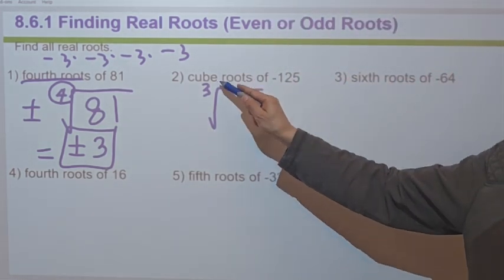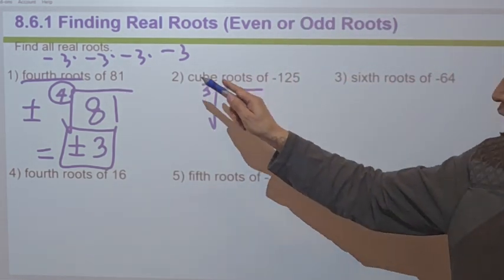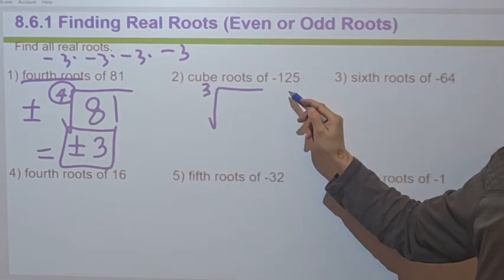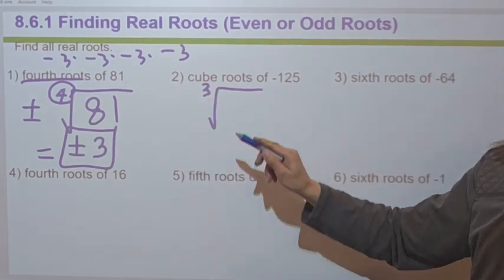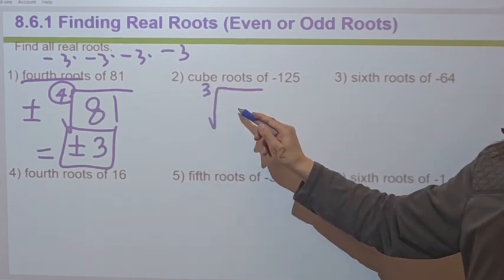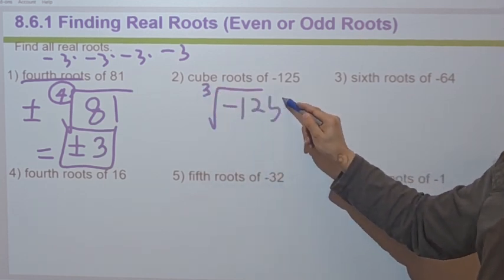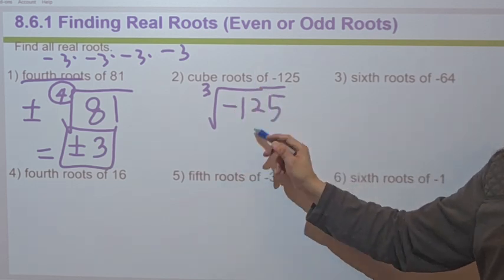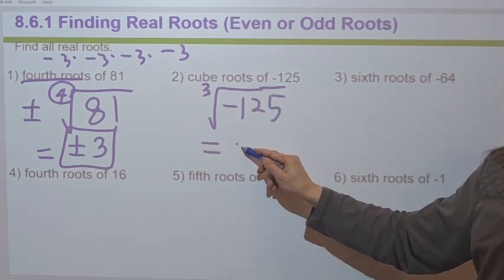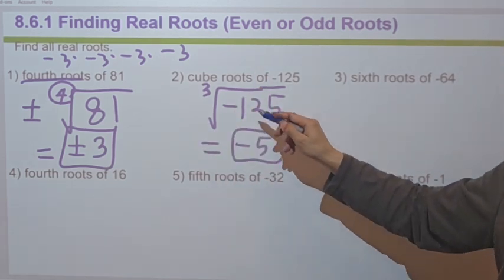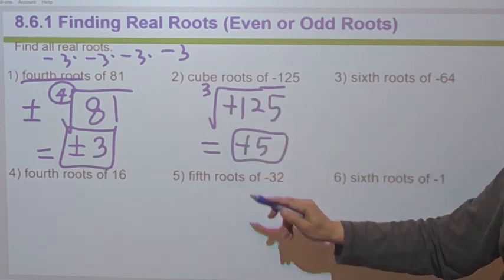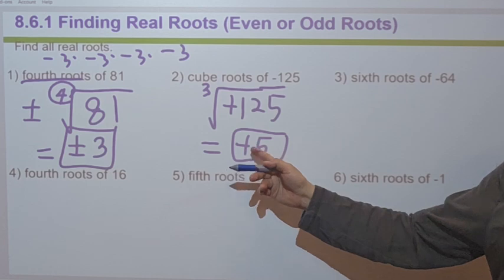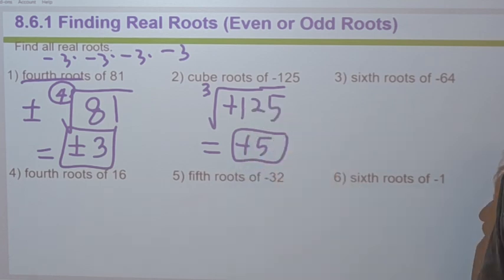Even roots are always plus or minus, but with odd roots, only a negative becomes negative, and positive stays positive. So we write the cube root of negative 125. Negative 5 multiplied 3 times becomes negative 125, so negative 5 is the answer. For positive 125, the answer is positive 5, because 5 multiplied 3 times is positive 125. Negative 5 multiplied 3 times is negative 125.